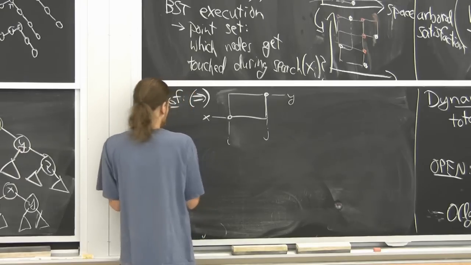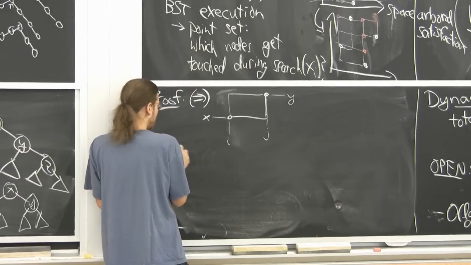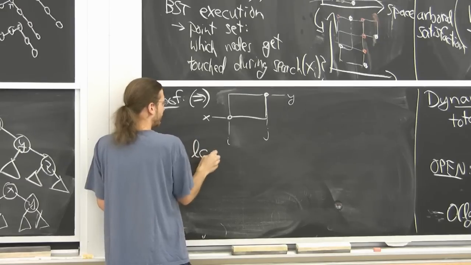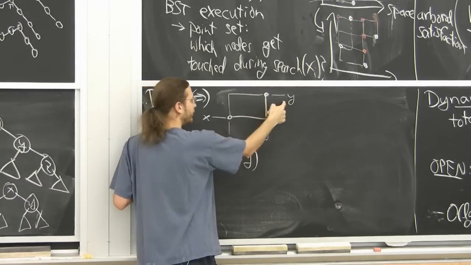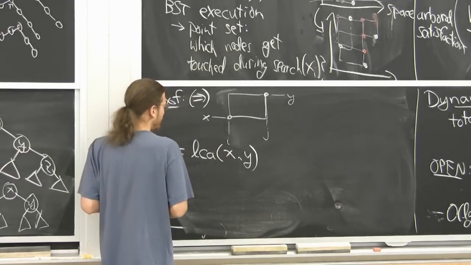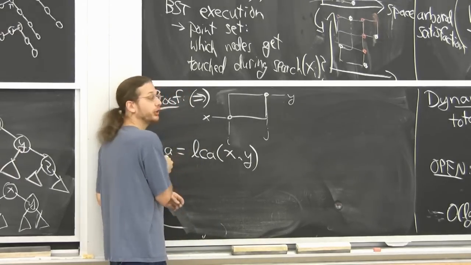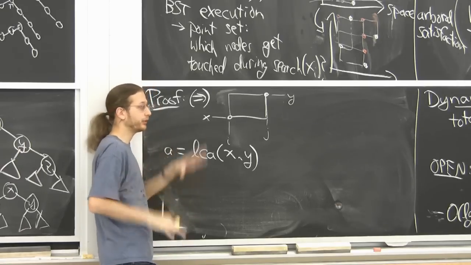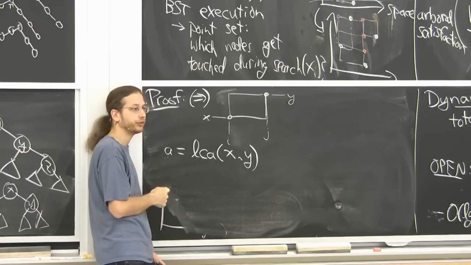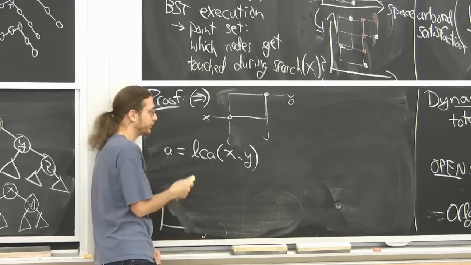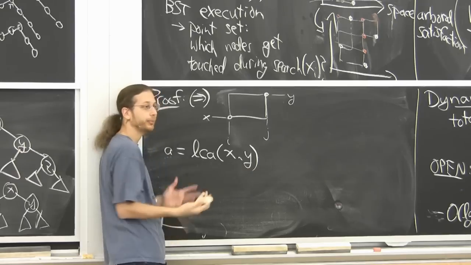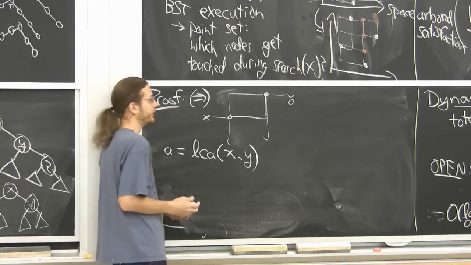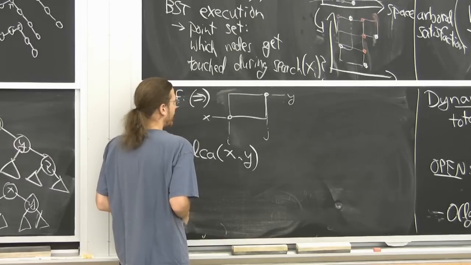Here's the plan. Let A be the lowest common ancestor of x and y. x is a key, y is a key. They are nodes in the tree. This is a changing quantity. As the tree wiggles around, does rotations, the least common ancestor changes. But at every time, it has some least common ancestor. Might be x, might be y, might be some other node. Okay? I want to look at a couple of things.